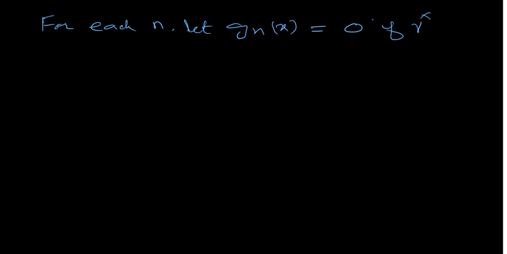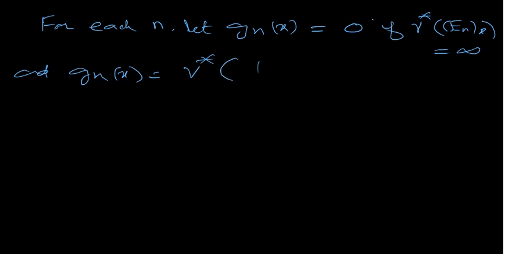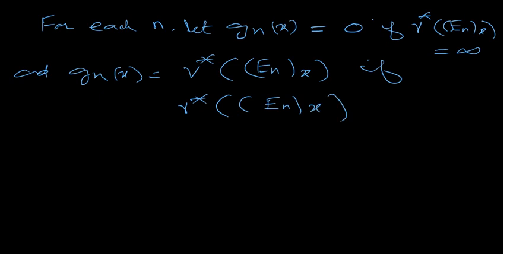Okay, now as soon as the result is true for sigma sets, for each n let's define gn of x, which is equal to 0 if nu star of En x is equal to infinity, and its value is nu star of En x if nu star of En x is finite.